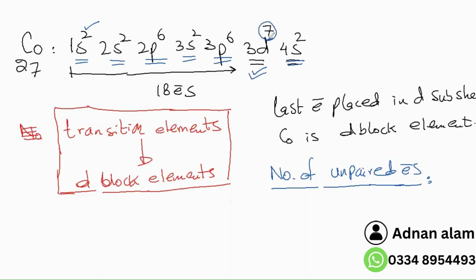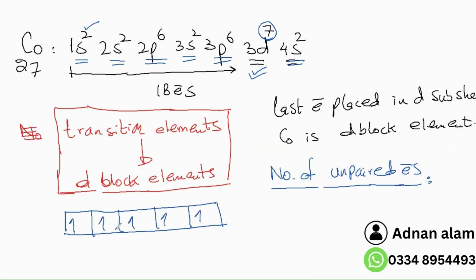But right now this 3d has 7 electrons. So you need to make sure, it would be better if you draw all the orbitals and place these 7 electrons according to the rule. And the rule is that you have to place electrons with the same spin first. So these are 5 electrons, the 6th electron comes here, and the 7th electron comes here. So 1, 2, and 3 unpaired electrons will be present in cobalt.